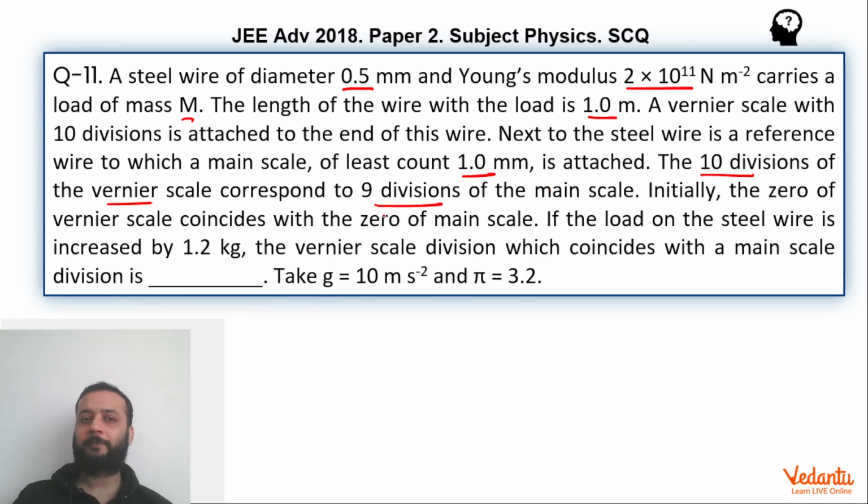Initially, the 0 of the vernier and main scale were coinciding. Now we put extra 1.2 kg on the wire, so basically on this M we increase the load by 1.2 kg, and we have to find which reading of the main scale and vernier scale will coincide. Okay, so this is the question. Now the value of pi has been given as 3.2.